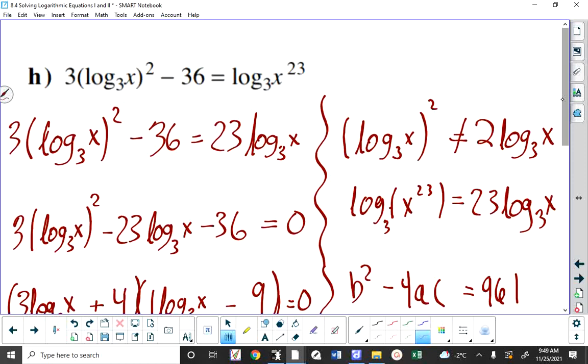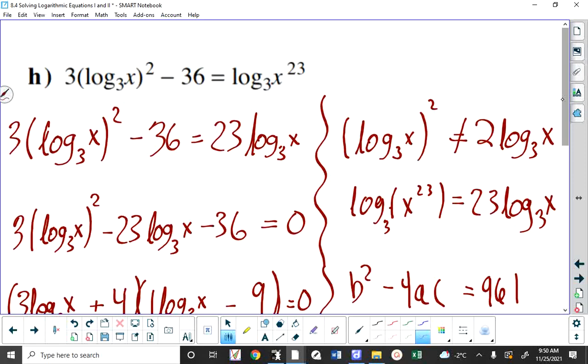I forgot, and I don't think we've addressed this today, you have to always be looking at whether the solutions you get are extraneous or not. But since both of these numbers that we get are positive numbers, 3 to the negative 4/3 is still a positive number because it's positive 3 raised to something. And the argument is x for both of these. You're going to end up taking a logarithm of a positive number, which means it's valid.